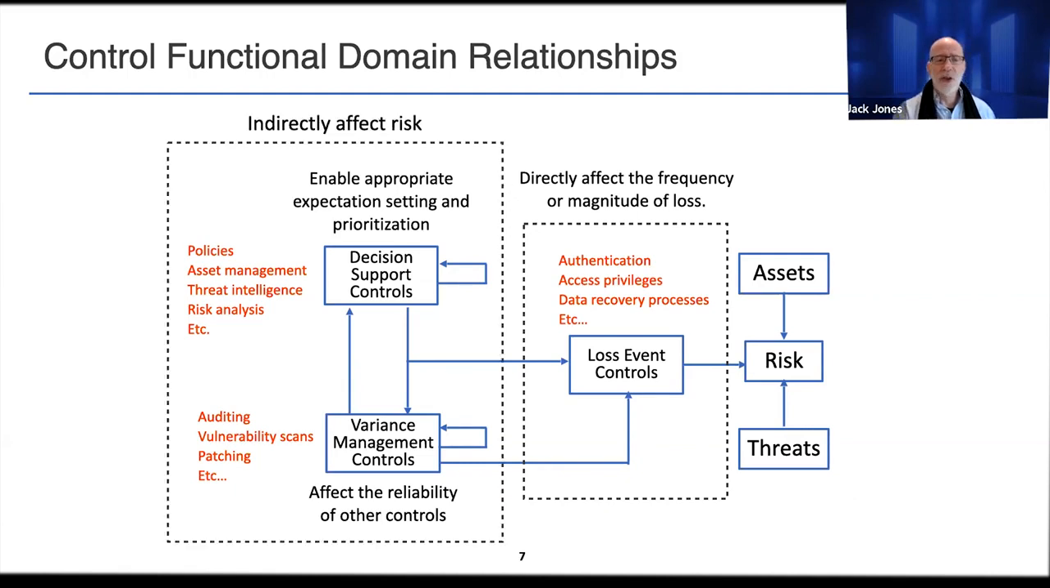And the thing to note here is that the decision support controls and variance management controls indirectly affect risk. We can't plug a score from one of those directly into a risk equation because it doesn't apply directly. It applies through its effect on other controls. To plug that in directly will inevitably result in invalid results from your application of this in risk analysis.